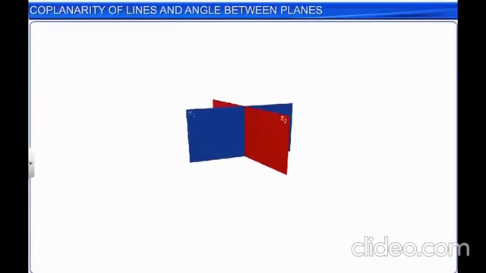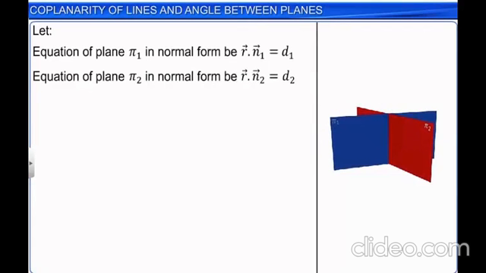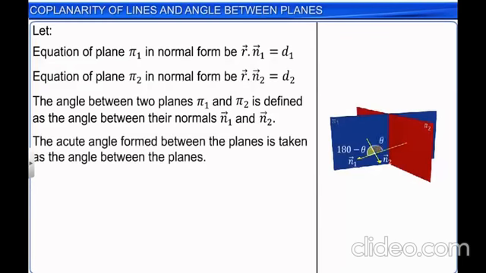Consider two planes pi1 and pi2 as shown. Let the normal forms of the equations of planes pi1 and pi2 be as shown. Vectors n1 and n2 in the equations of the planes are normals to the planes pi1 and pi2, respectively. The angle between two planes pi1 and pi2 is defined as the angle between their normals n1 and n2. The acute angle between the normals is represented by theta and is taken as the angle between the planes.